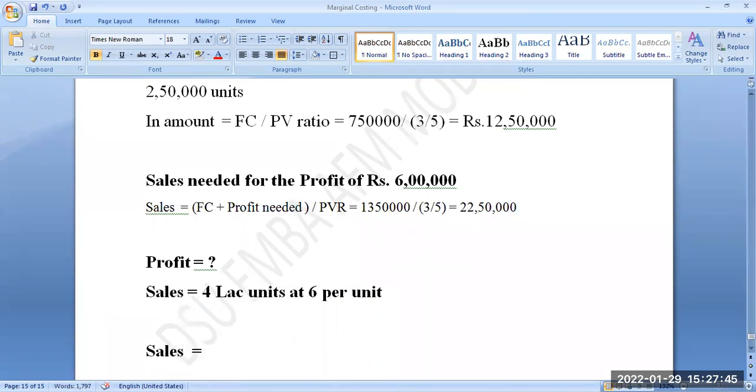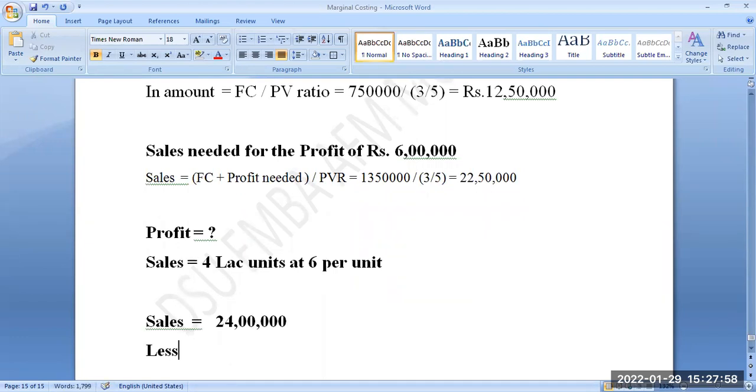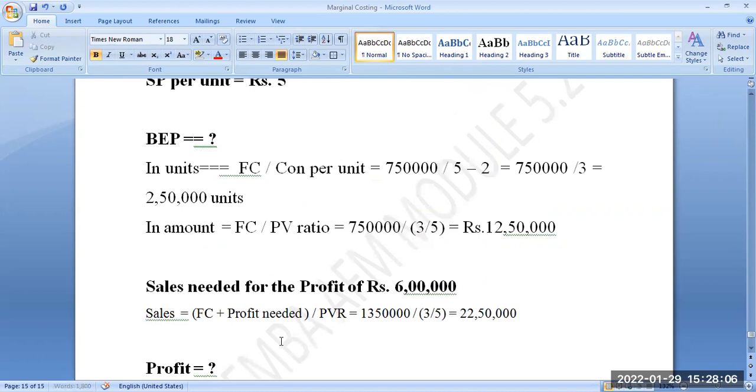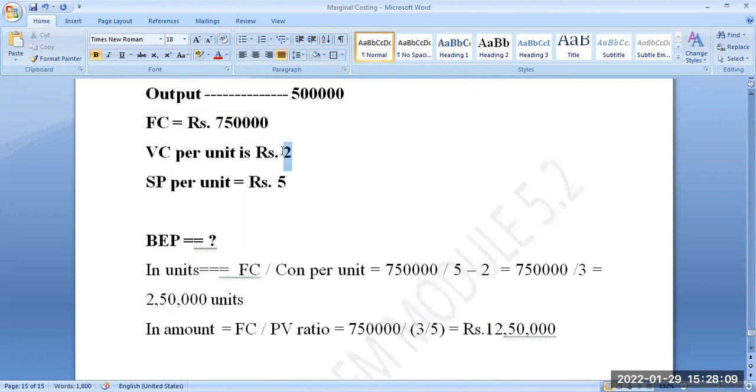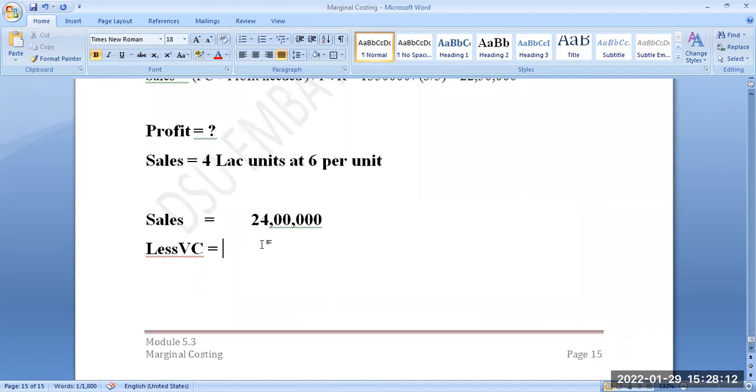Sales is equal to how much? 4 lakhs into 6 rupees is equal to 24 lakhs. 24 lakhs will be my sales, minus variable cost. How much variable cost? What is the variable cost given in the question? 2 rupees per unit. So how much will be the variable cost now? 8 lakhs. 8 lakhs will be my variable cost.